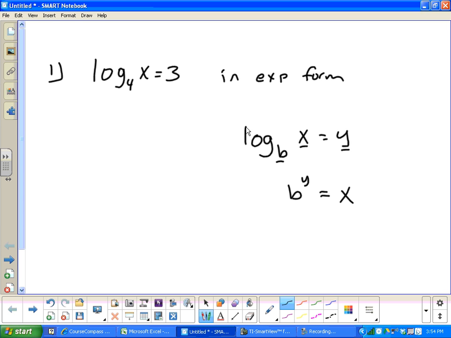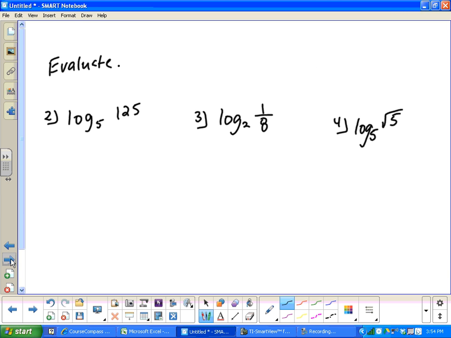And notice we're not really solving for x, we're just switching the form. So this would say here that 4 to the third power is equal to x. And now that's in exponential form. Okay, on 2, 3, and 4, we're asked to evaluate.